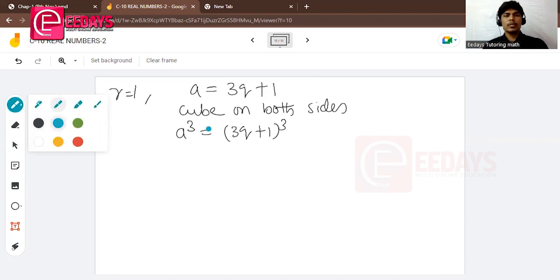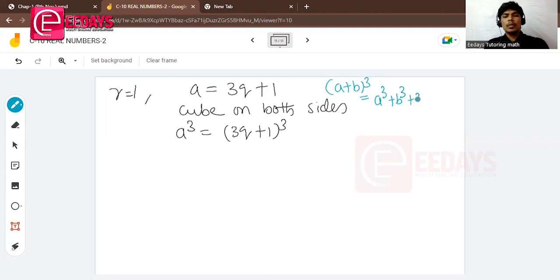I think everyone knows (a + b) whole square. But what is (a + b) whole cube? I just write the formula for your reference: a cube plus b cube plus 3a square b plus 3ab square.